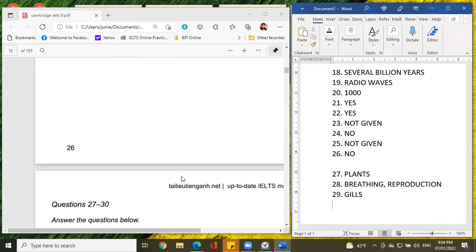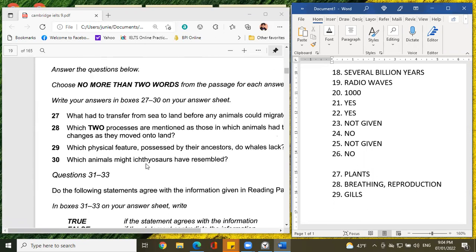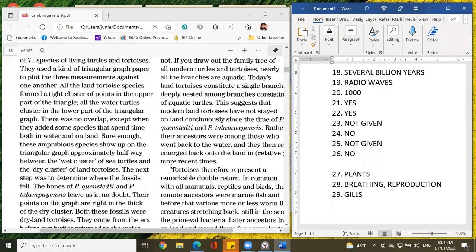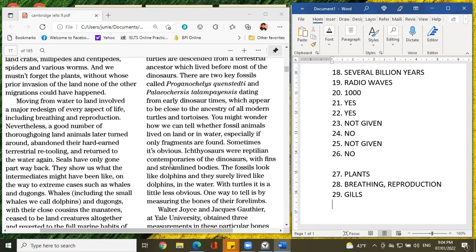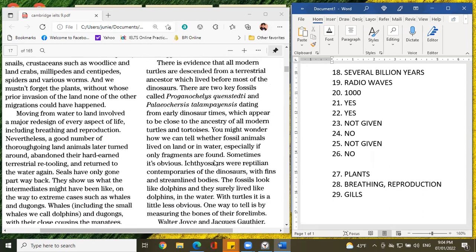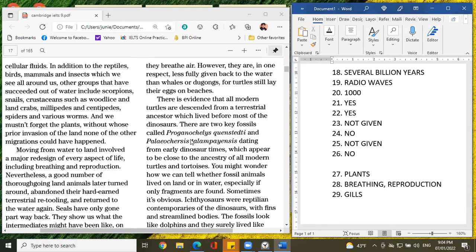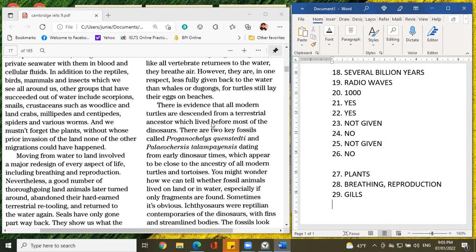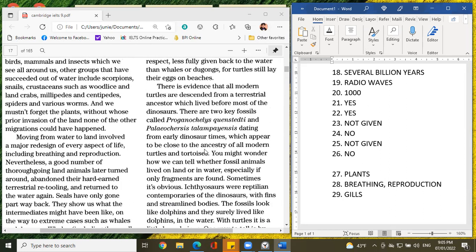What's next? Which animals? Ichthyosaurs. Ichthyosaurs have resembled. Nasaan ka? Yarn. There's evidence that all modern turtles are descended from a terrestrial ancestor which lived before most of the dinosaurs. There are two key fossils, dating from early dinosaur times, which appear to be close to the ancestry of all modern turtles and tortoises.